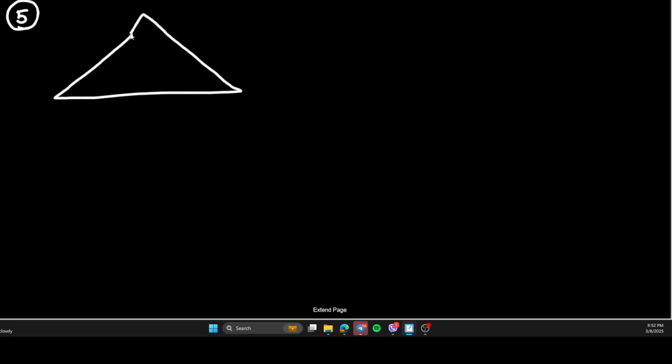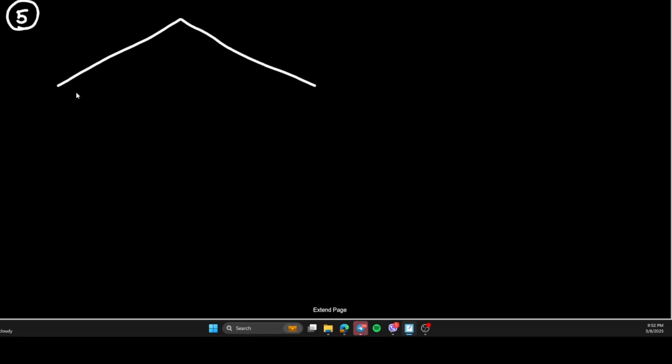Alright. Fifth. We do have a right triangle. Here's the right angle. We get the height. We're gonna denote the height by x. Here's 3. Here's 12. Find x.